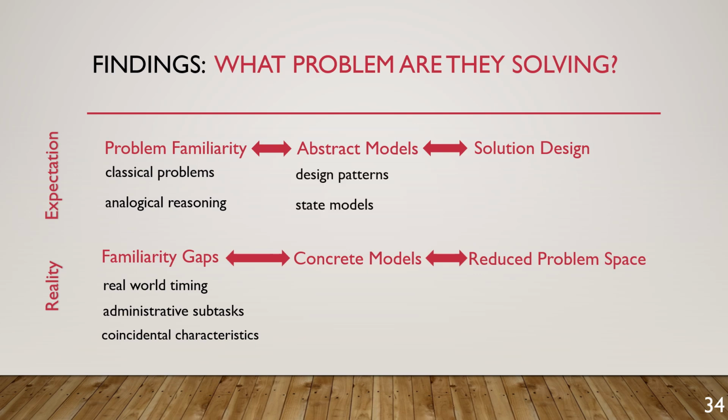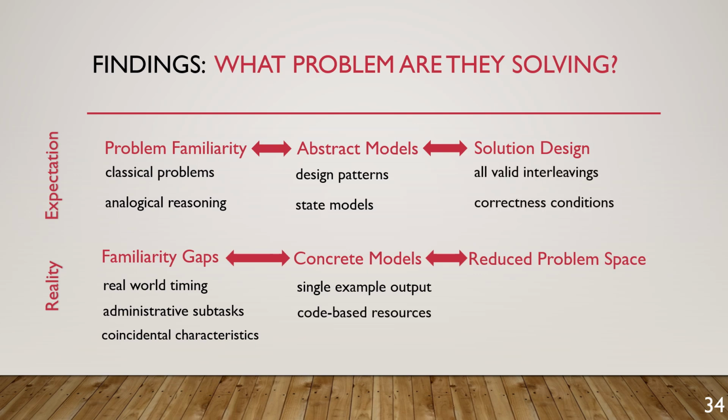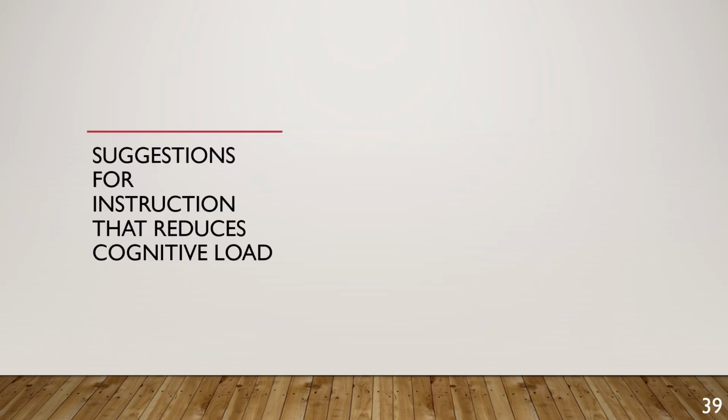Then, where we would hope students would adopt the abstract models used in class, such as design patterns, students went back to the concrete models that they had that familiarity with. They latched onto the single example output. They used code-based resources, especially their own. And as a result, the solution design was affected, whereas we would hope for all valid interleavings to be covered and the correctness conditions to be the primary concern, students reduced the problem space down to something that they could reason about and test accordingly. So they simplified things greatly, which led to very limited simulation settings. This student experience of oversimplification suggests high cognitive load.